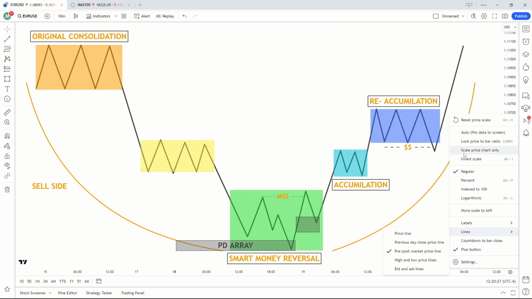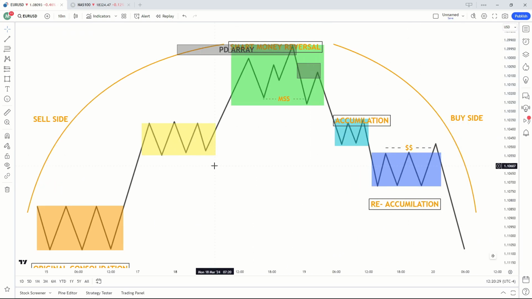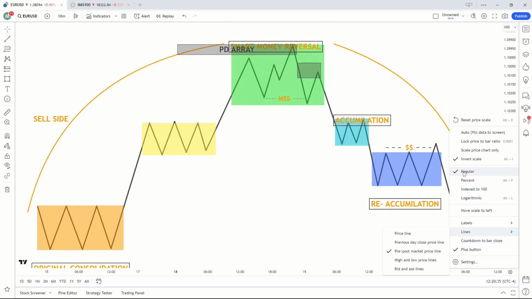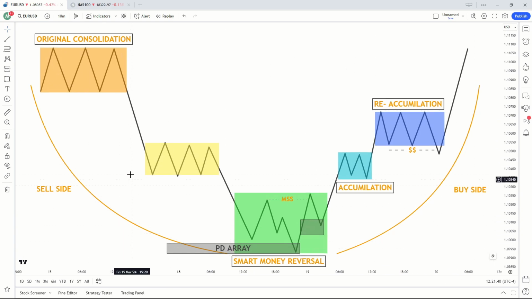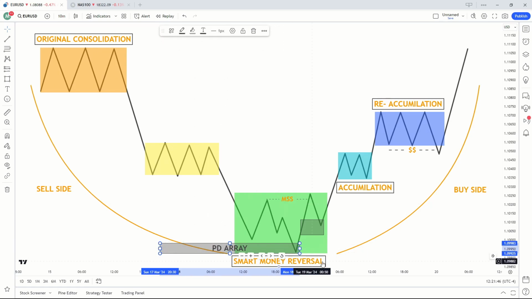Now, if I flip my chart, it is the exact same for buy and sell. So smart money reversal, we go from the sell side to buy side, or if it is a sell model, we go from buy side to sell side. Smart money reversal just indicates the change in trend from going from a sell side model into a buy side model. Now, in order for us to identify if it is a market maker model or not, we want to see market tap into a PD array at the smart money reversal.